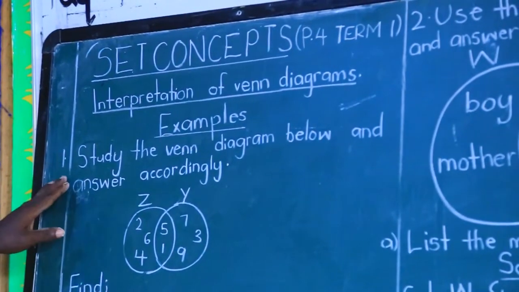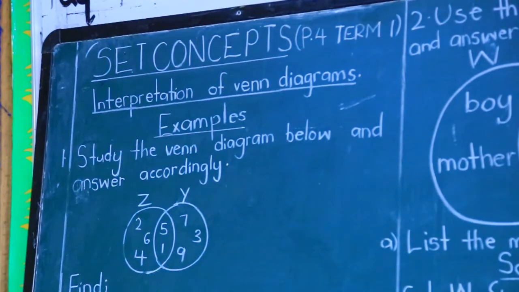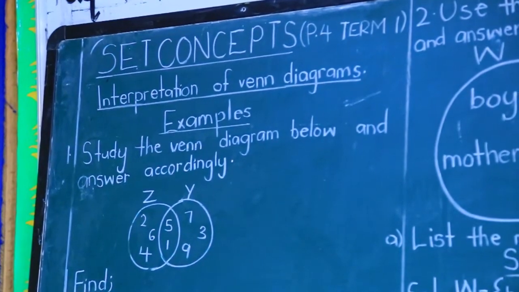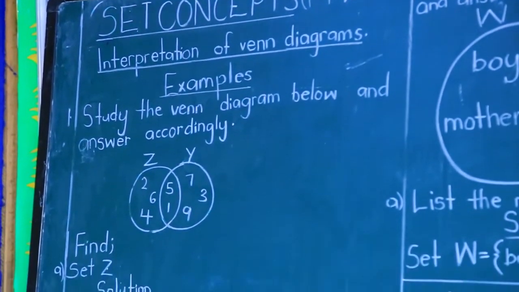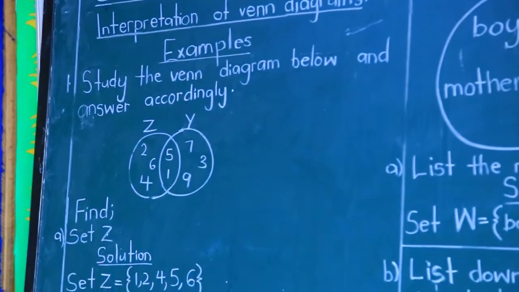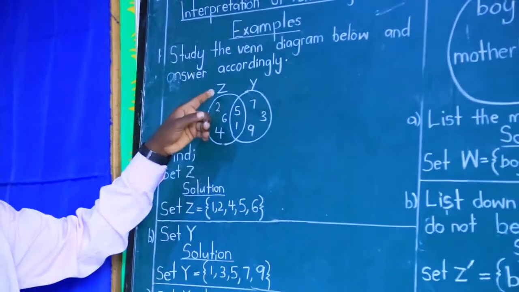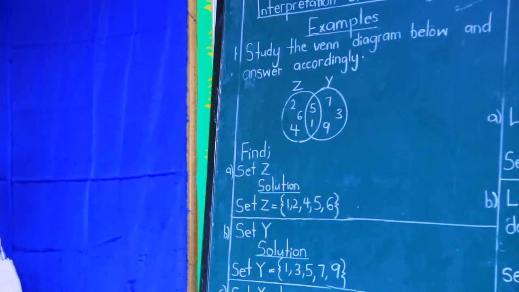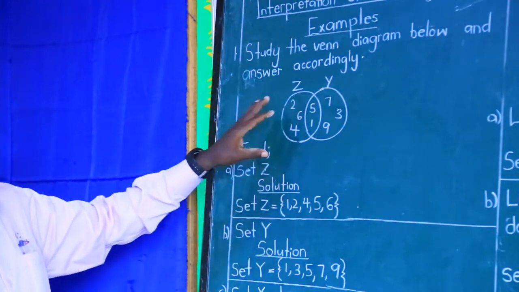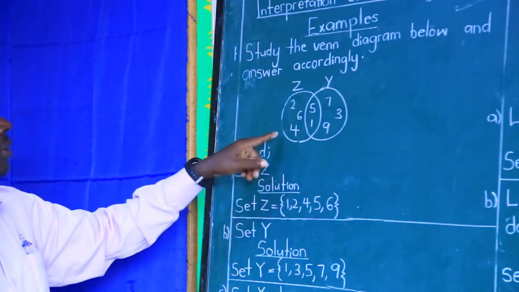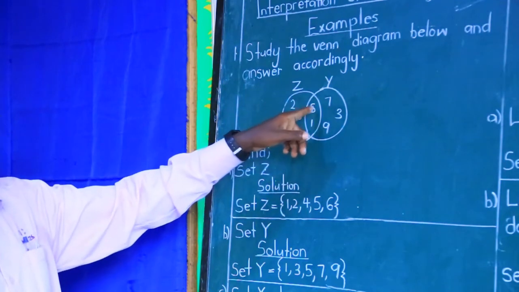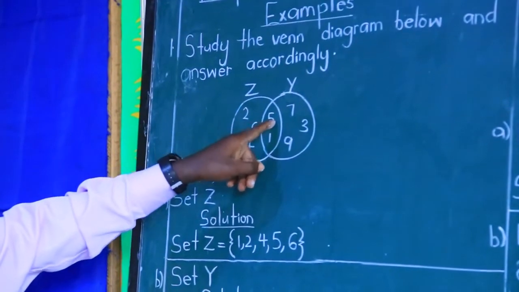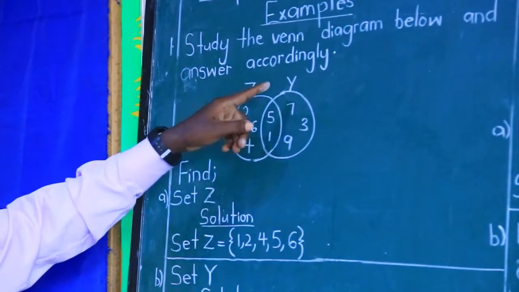Let us look at the first example that tells you to study the Venn diagram below and answer accordingly. As we study, we see two sets, Z and Y, whereby the members are entered. Here one must know that members that belong to both are put in the middle, which is called the intersection of the two sets, that is Z and Y.